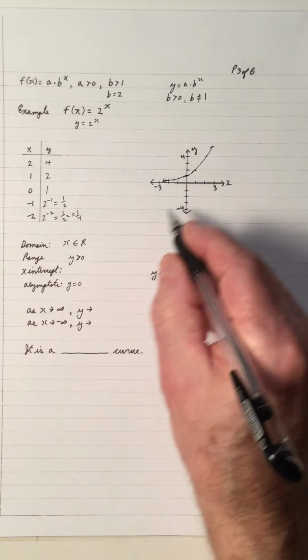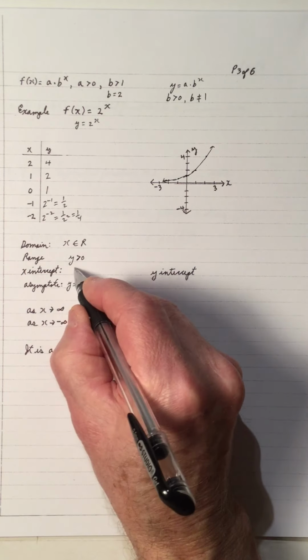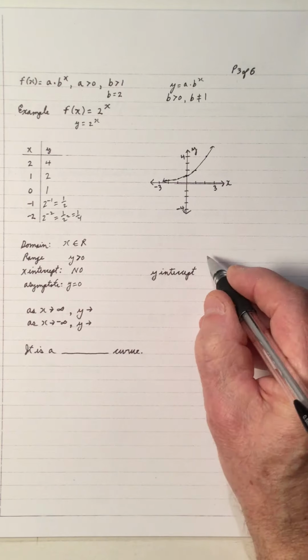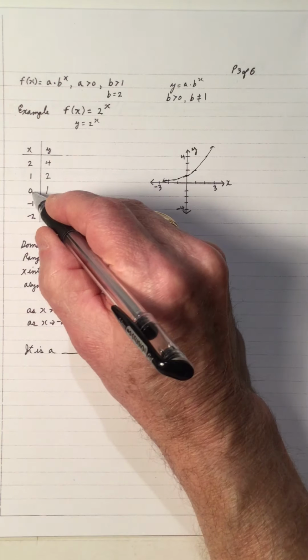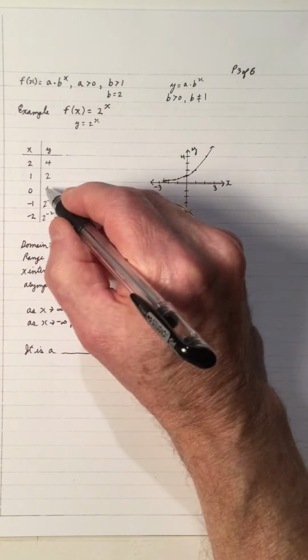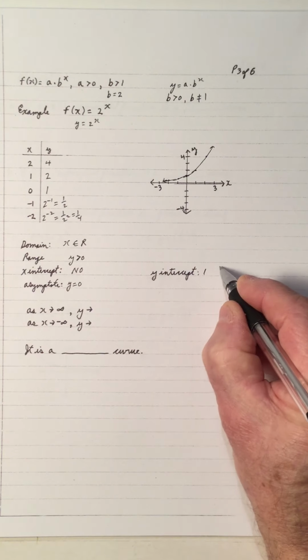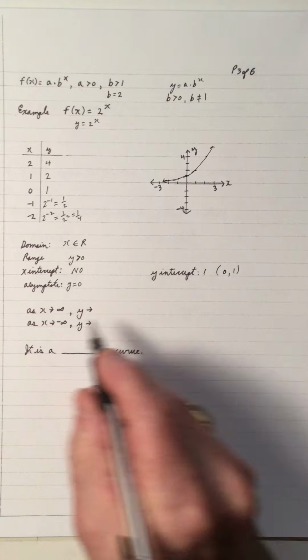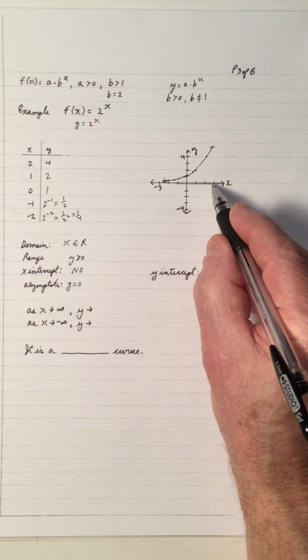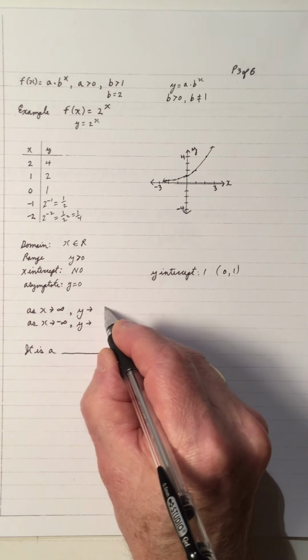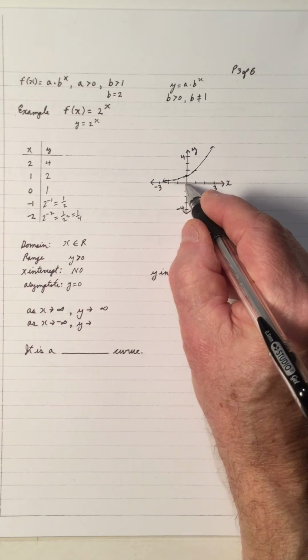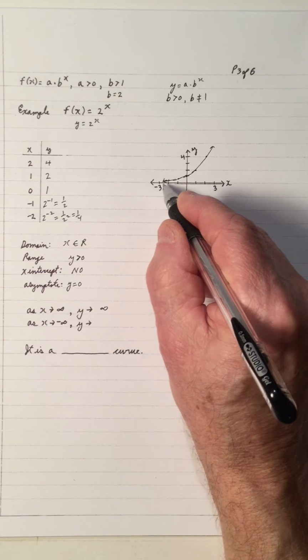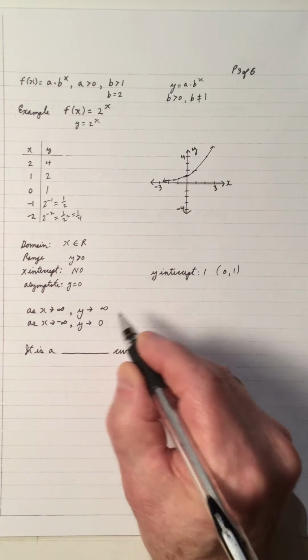And the x-intercept: it does not cut the x-axis, so there's no x-intercept. And again, the y-intercept: when we let x equal 0 in this equation, y is 1. So that's the ordered pair (0, 1). And as x goes to infinity, the y value goes to infinity. As x goes to negative infinity, the y value goes to 0.